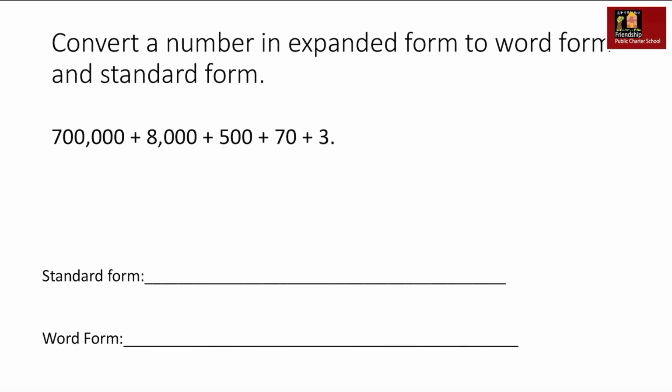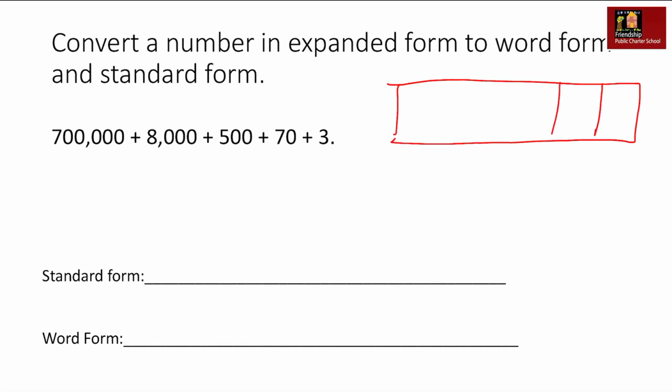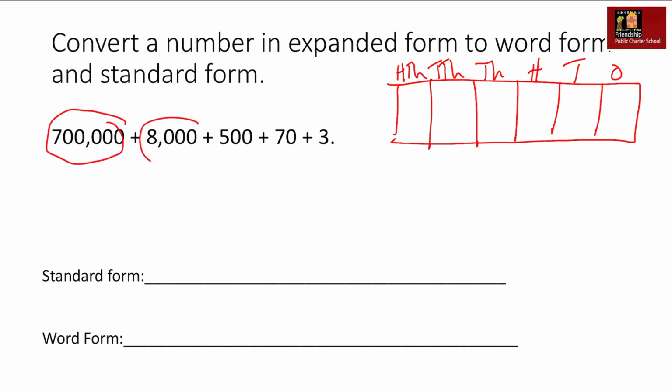Okay. Last one, convert a number in expanded form to word form and standard form. So again, what I would want to do here is simply use my place value chart. Again, how many place values do we want in our place value chart? We want 6. And once we have those 6, we do need to label those: ones, tens, hundreds, thousands, 10,000s, 100,000s. Okay, so let's go ahead and look at each number as itself.